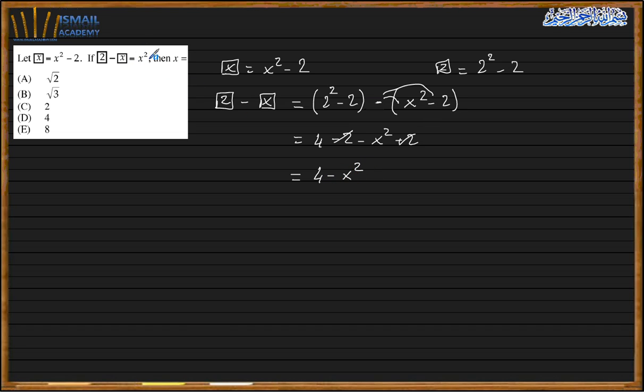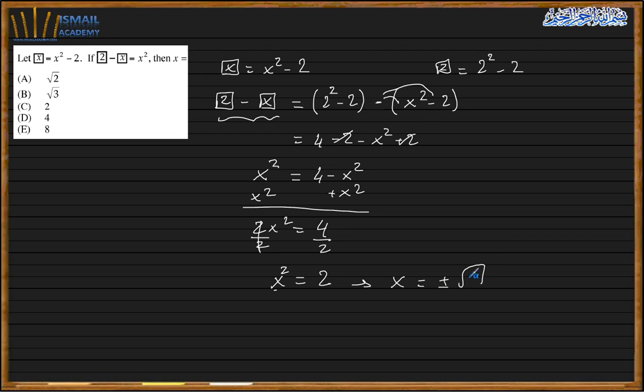Now, what they say is this is equal to x squared. So this statement is equal to x squared, so I'm going to put x squared here. Now, I add x squared to both sides. I get 2x squared equal 4, divided by 2, so x squared equals 2. Then I take the square root. So x will be either plus or minus the square root of 2. What does this mean? It means either x equals the square root of 2 or x equals minus the square root of 2. Here they give me one choice, which is the square root of 2, so I will pick that choice. This will be my answer.